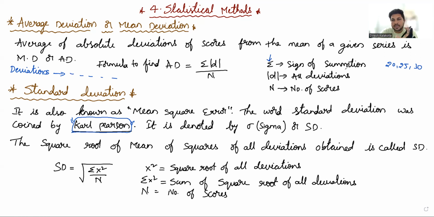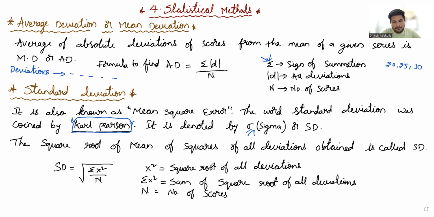So it is the summation of everything. That is nothing but the total. Total is nothing but this sigma. The first one, you see, this sigma is known as standard deviation. The square root of the mean of squares of all deviations obtained is called standard deviation.